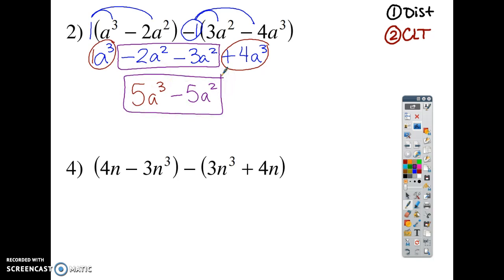Okay, I don't want you to try to subtract these two. They're not the same. One's cubed and one's squared. So we're going to leave that like that. Problem number 11.